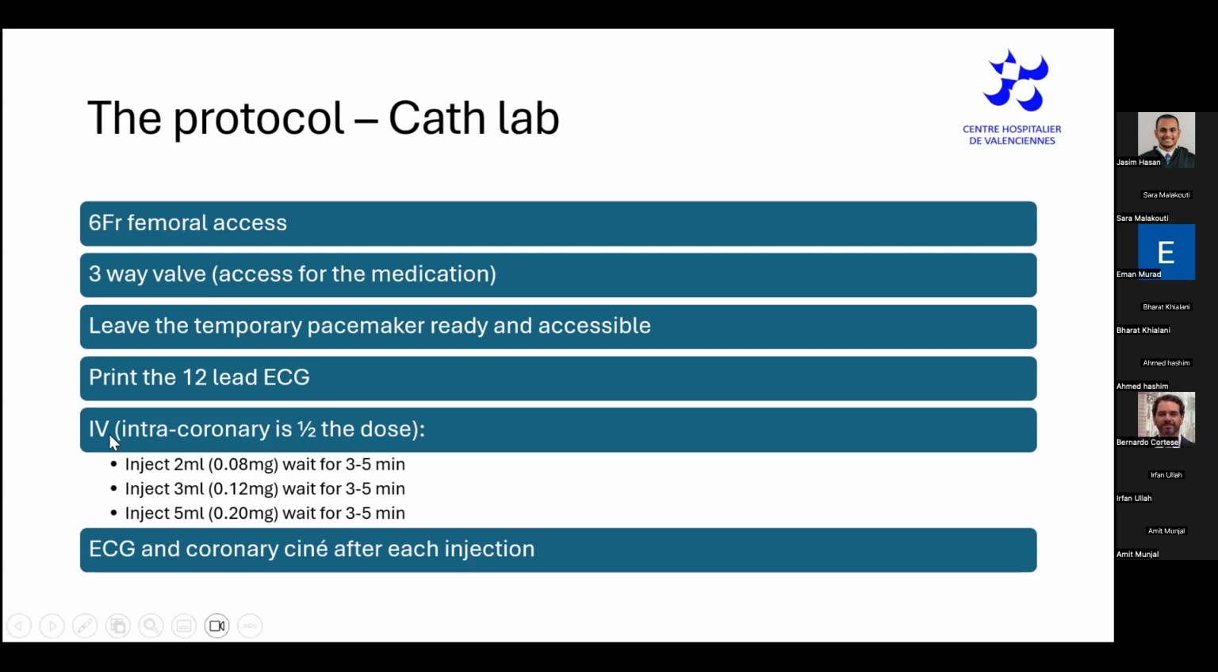If you're going intravenous, then you just respect those doses. The risk of intravenous is that you will cause vasoconstriction in other parts of the body, like radial or elsewhere.